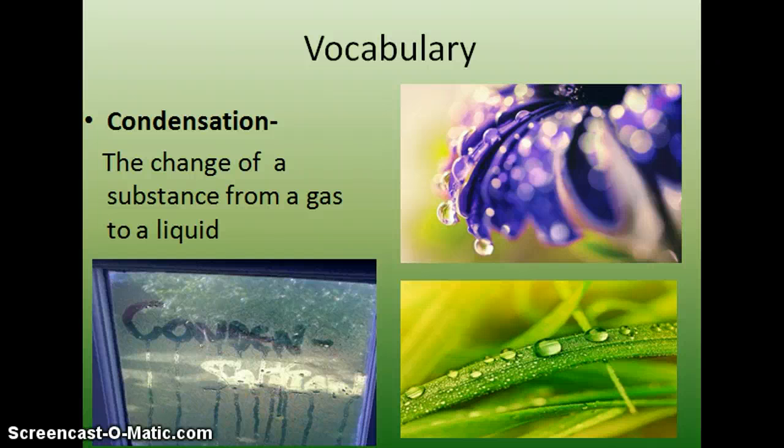Condensation is a change of a substance from a gas to a liquid. So we have the gas starting to condense. The particles are slowing down, they're combining, and then they produce this dew, which we see here on the plants and the flowers, on windows.